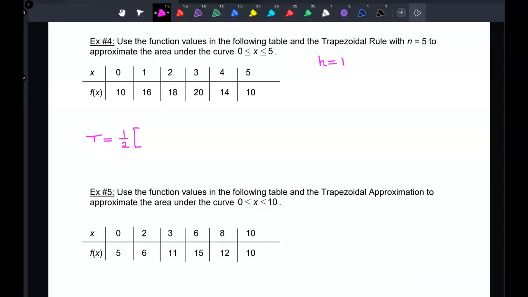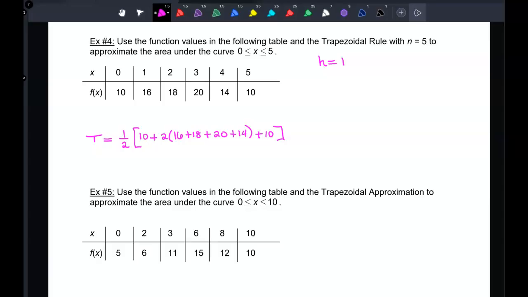Wait, but how do we know the equation? It's even easier. No, yeah, you're right. It's just by how much. I forgot, yes. Okay, so 10 is used once. 16, 18, 20, 14 are used twice. And the 10 on the end is used once.